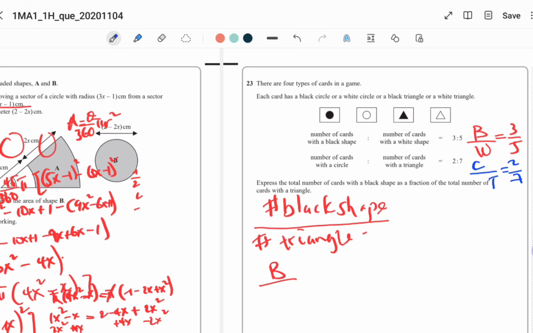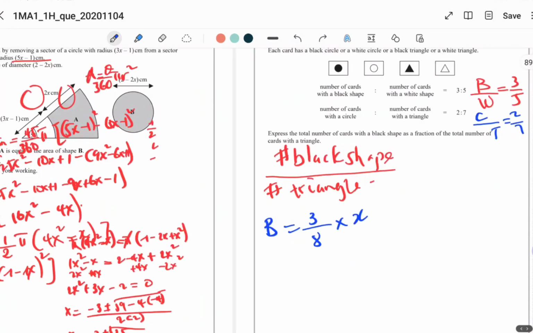And let's start by finding the number of cards with a black shape. Let's say there are X amount of cards, because they didn't give us. So the number of cards with a black shape would be 3 out of 8, because 3 plus 5 is 8, 3/8 of X. While the number of cards with a triangle is 7 out of 9 times still the same X.